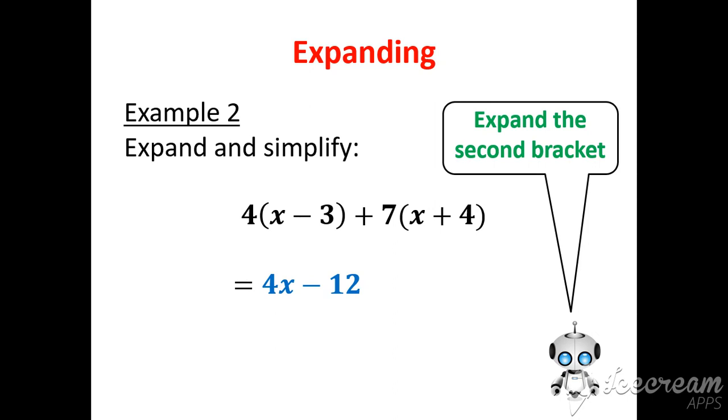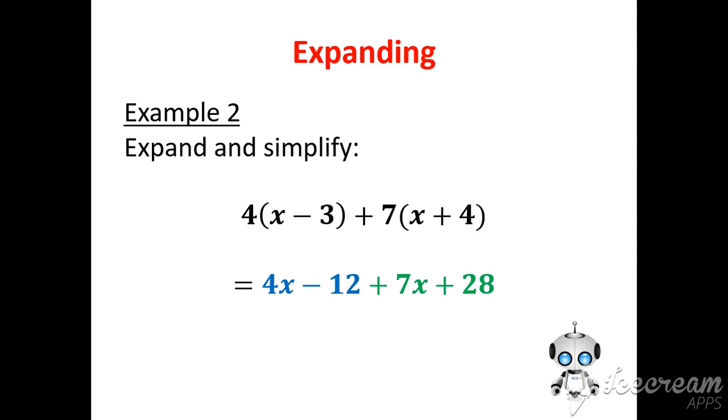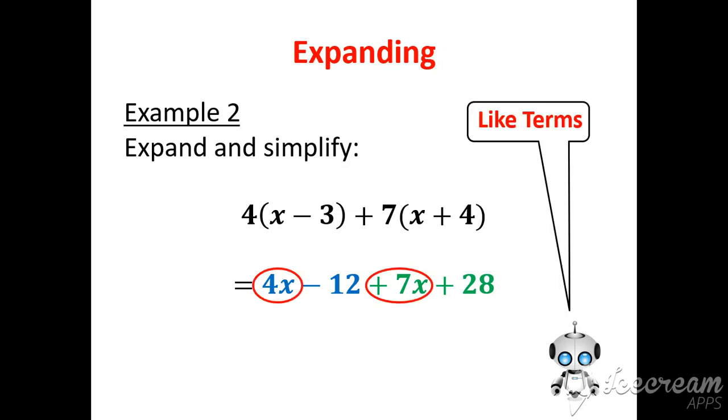So we've got this positive 7 times x makes positive 7x. And we have a positive 7 times the positive 4 makes positive 28, plus 28. And once again, we're looking for like terms. So we have this 4x plus the 7x. They are like terms, so 4x plus 7x makes 11x.